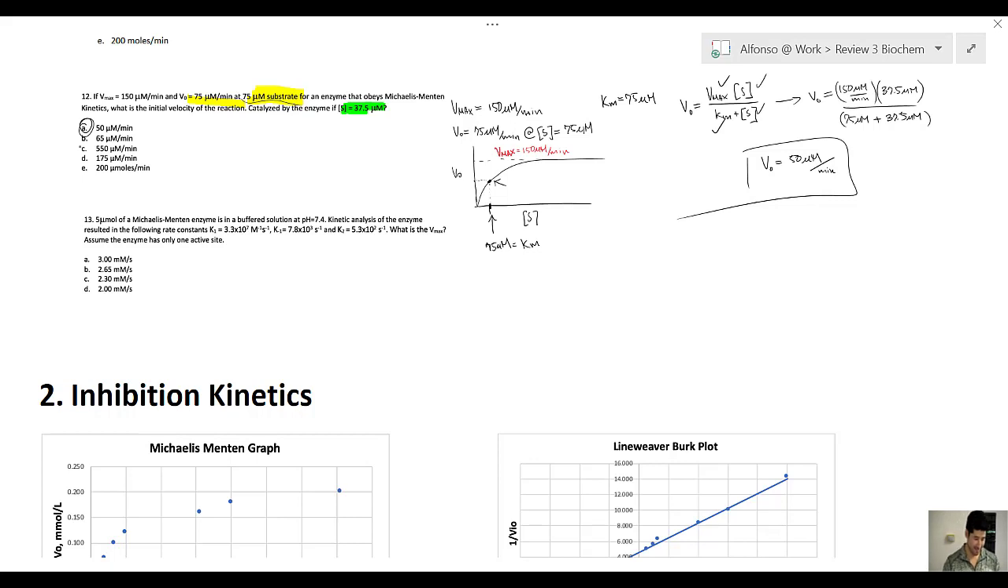There you go. The correct answer is A. I hope that the solution made sense. So let's move on to number 13.